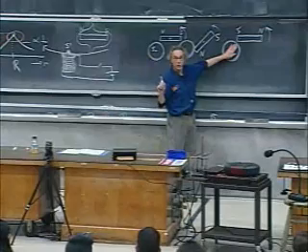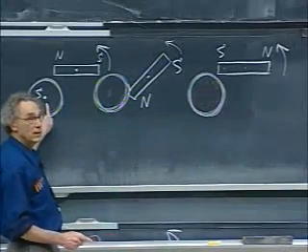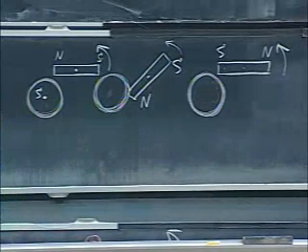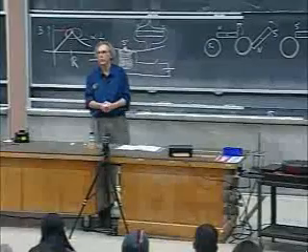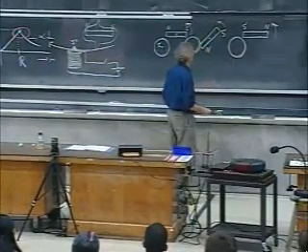Because remember, the current can only go in one direction. Can only make this a south pole. It could have been designed in such a way that the current could go in both directions. They would have made it more expensive. It's just a matter of economy. So nothing will happen here.